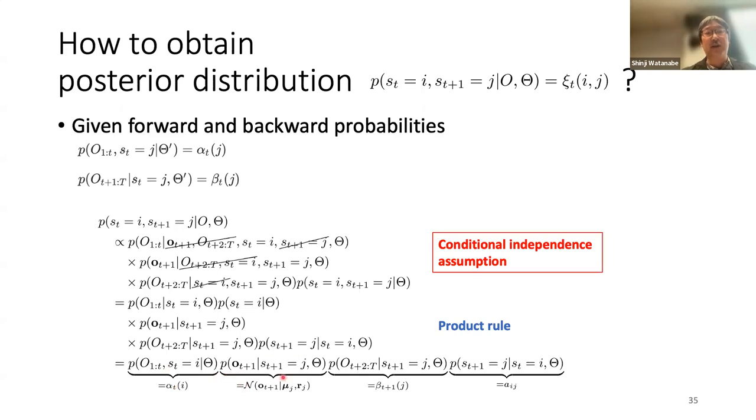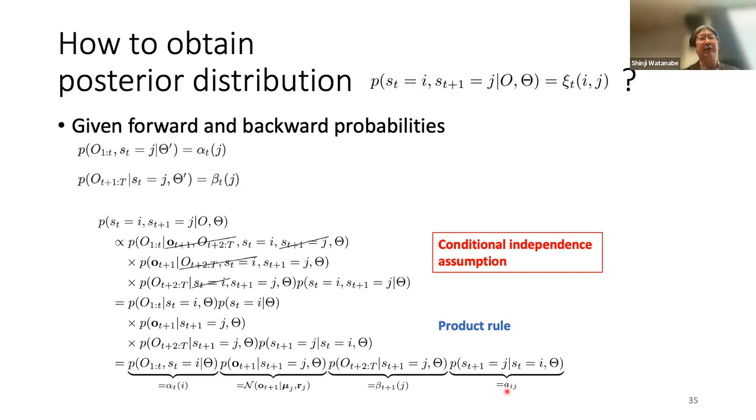And the second factor is actually the Gaussian function that we introduced before. Once we know the state, we just have a Gaussian distribution. And the third factor is represented by the backward probability defined by the previous equation. And the fourth factor is actually the state transition, which we also introduced as one of the concrete forms of this kind of problem.